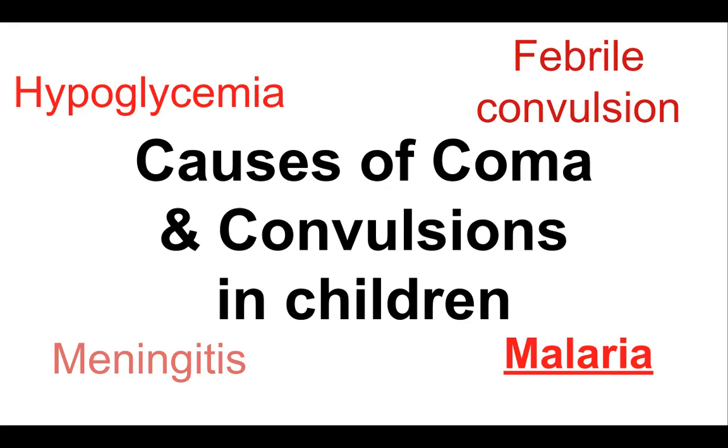So it's also very important to check the body temperature. If the patient is having fever, we need to reduce the body temperature by using paracetamol and tepid sponging. And the other cause of coma and convulsion in children is meningitis. And the last one, definitely and most importantly in Sierra Leone, is malaria.